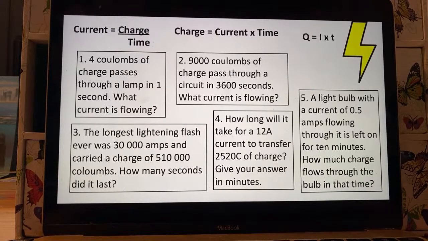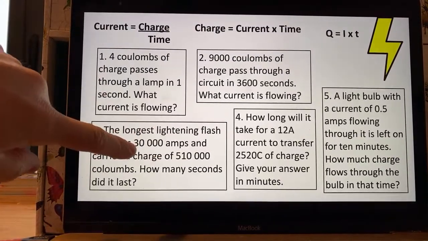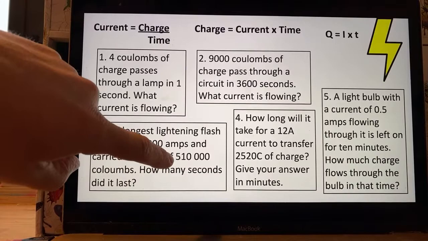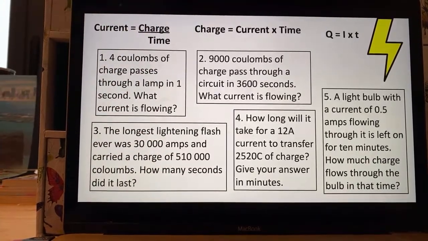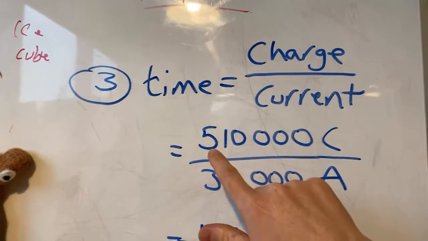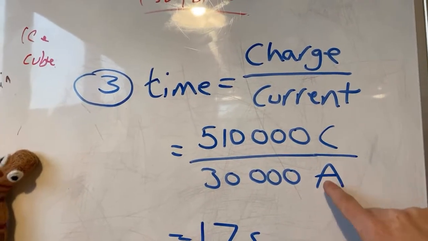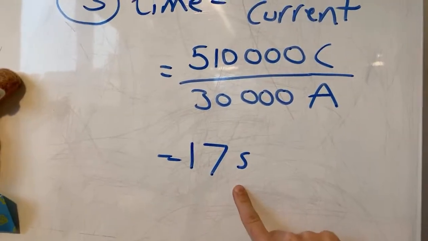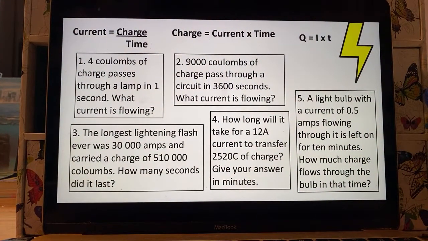So the answer to number 3. We've got current this time, 30,000 amps, and we've got coulombs, 510,000 of them. So we've got to rearrange our equation to try and find time. So time equals charge divided by current. Our charge is 510,000 coulombs. Our current is 30,000 amps, amps with a capital A, by the way. So it's 17 seconds. Can you believe that? It was only measured last year. A lightning bolt that lasted 17 seconds. Incredible. 17 seconds.